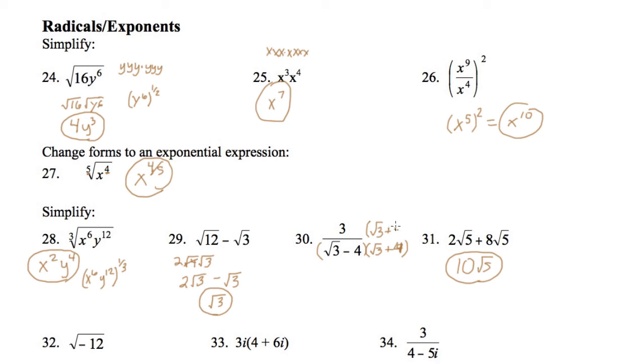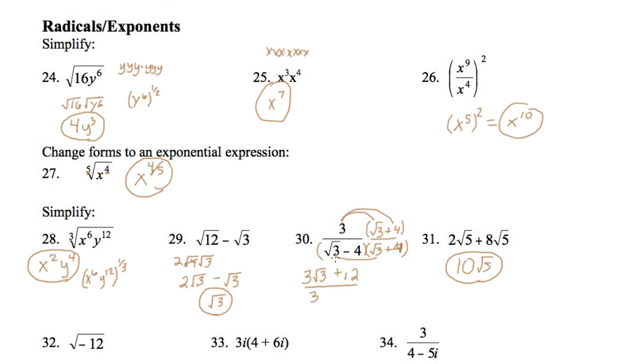I have to multiply by the same thing both top and bottom, because I'm really multiplying by a funny form of 1, so I'm not changing the value of this expression. Okay, now we just have to do our distributing. That's 3 root 3 plus 12. Root 3 times root 3 is root 9, or 3, regular 3.